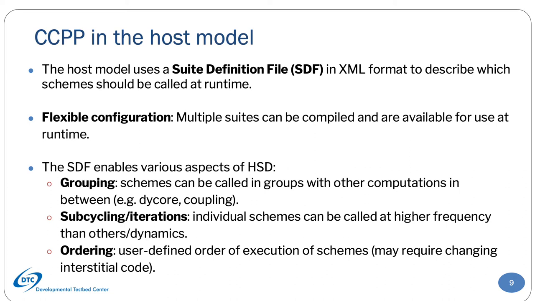For example, it enables groupings, which is the ability to call parameterizations in groups with other computations in between, such as the dynamical core or coupling. It also enables subcycling and iteration, allowing individual schemes to be called at higher frequency than others. Finally, it enables ordering, or the ability to define the order of execution of schemes.